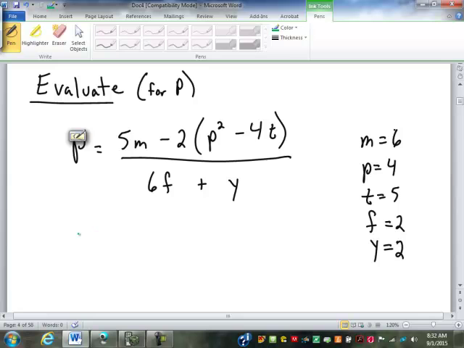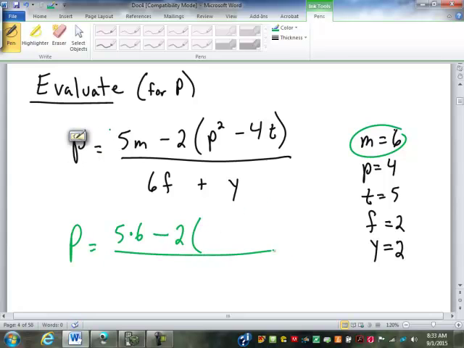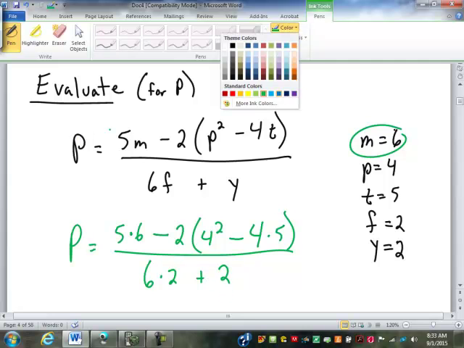I see one number that's different than what I intended it to be already. So let's see what we get in here. We've got 5, then what do we do with the m? It's a 6. There we go. M equals 6. So 5m becomes 5 times 6 minus 2 times p is going to be 4. So it'll be 4 squared minus 4t becomes 4 times 5 over 6. F becomes 2 and y becomes 2. So 6 times 2 plus 2.